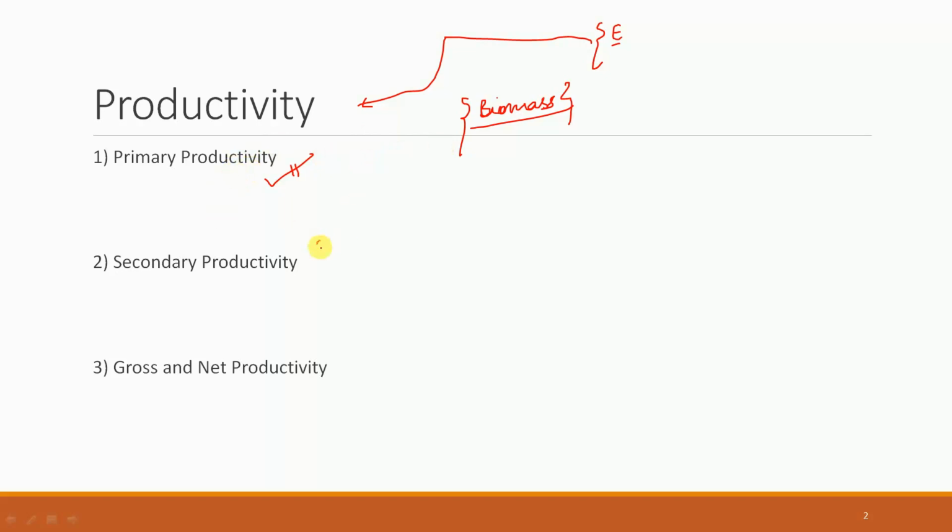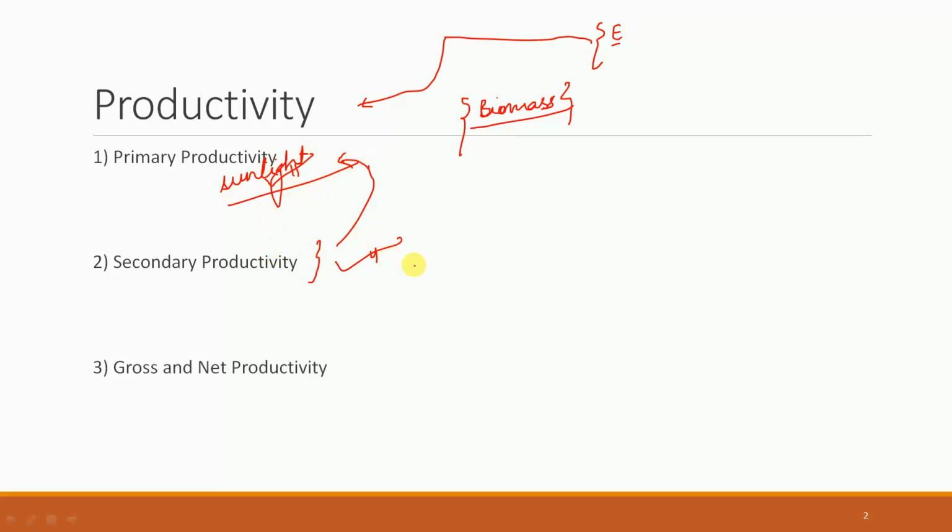Next is the secondary productivity. This is the biomass that is being produced by the secondary producers. Now how are they going to produce this particular biomass? This is by consuming the primary producers, whereas the primary producers are producing this biomass using sunlight, or for that matter chemicals, or some other way based on which autotrophs are generating their food. But secondary producers are producing it by consuming the primary producers.